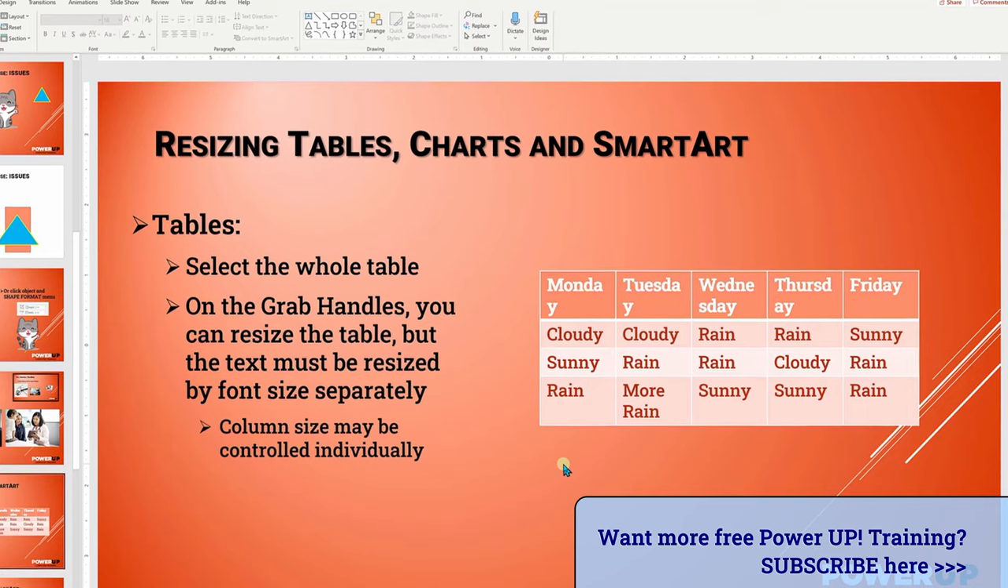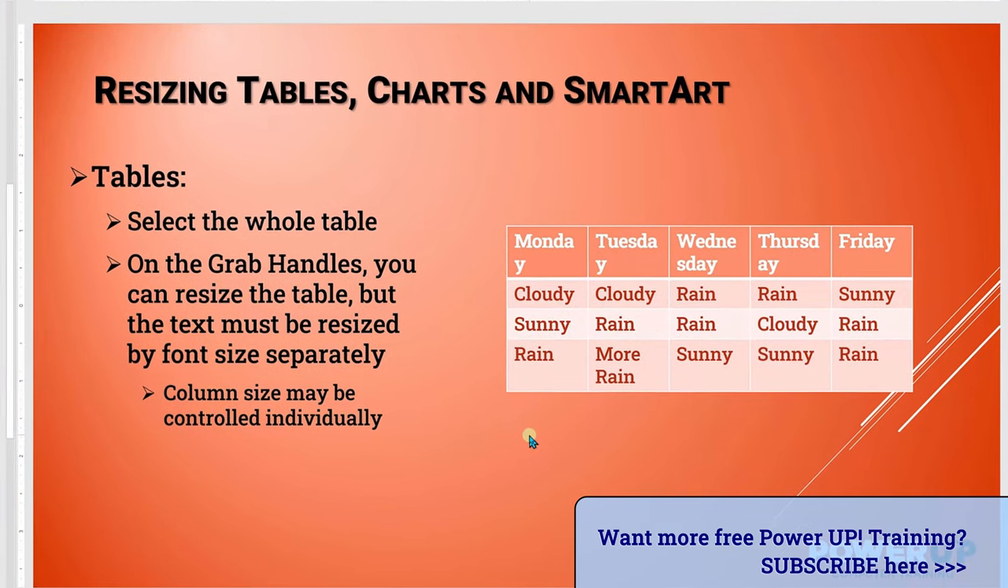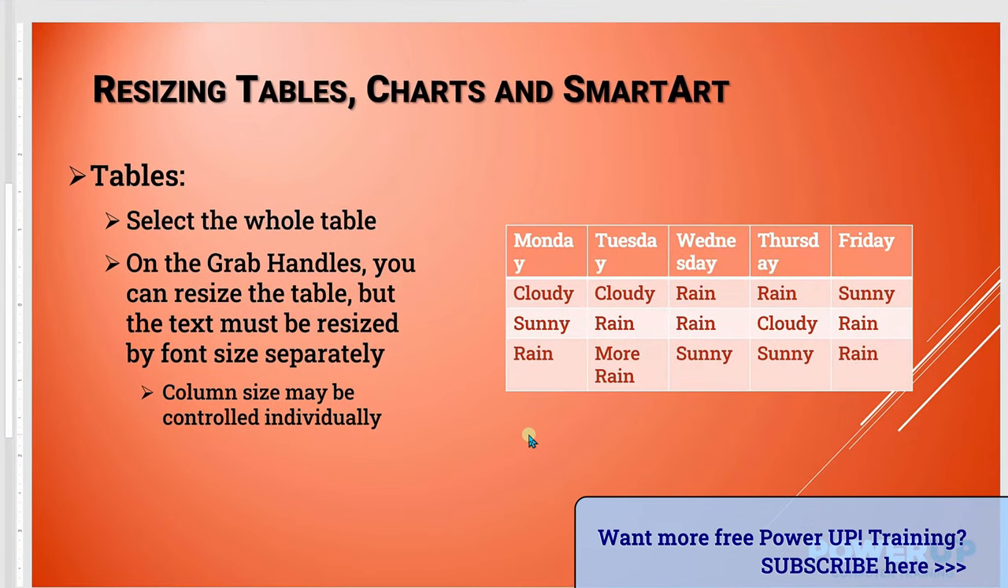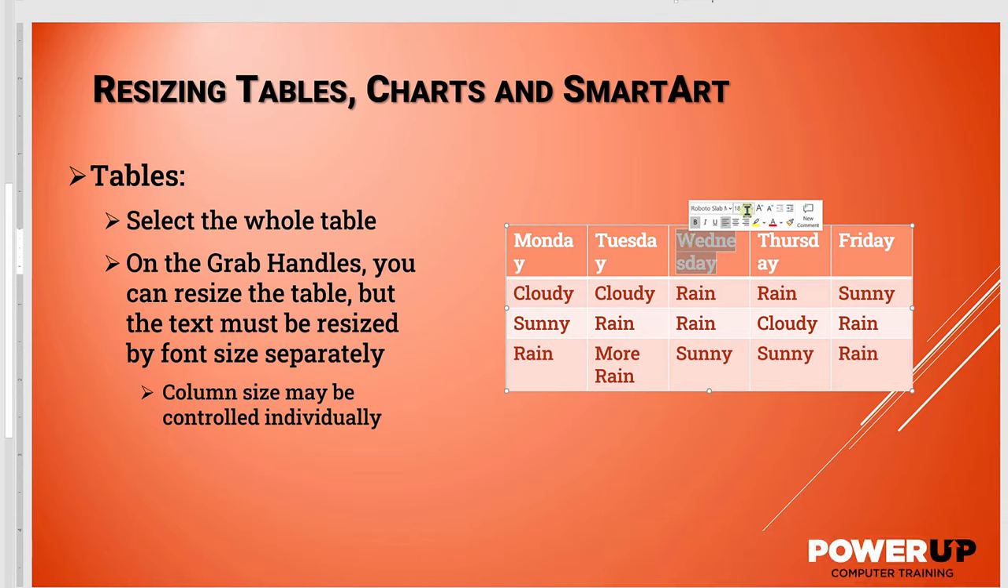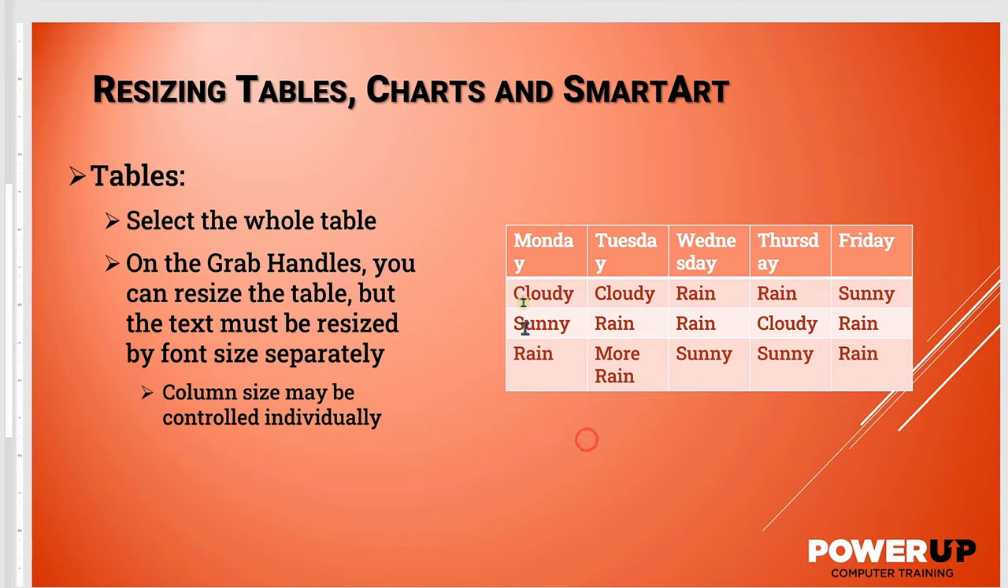Now, let's transition to specialized objects and resizing, starting with tables. Basically, a table is text with a bunch of borders. As a reference, I'll examine the font size of the existing text in this table, which is set at 18 points. Now, with the table selected, note the 8 grab handles. I'll resize from the bottom corner in a diagonal direction, making it both wider and taller.